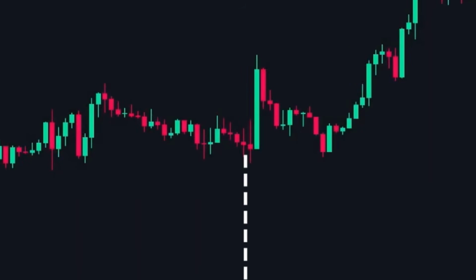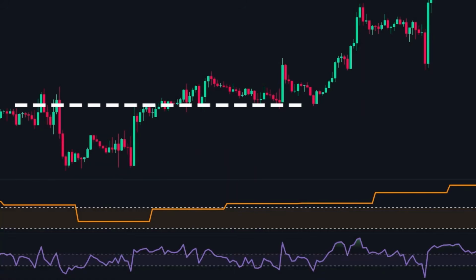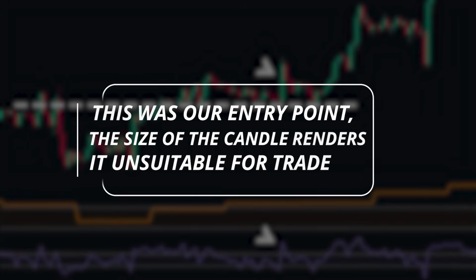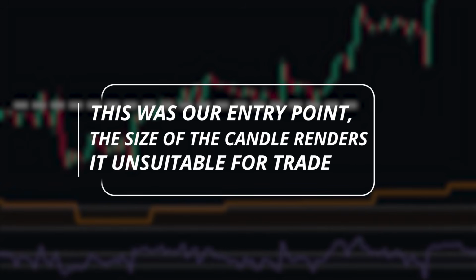In this scenario, the price was oversold and we saw two doji candles. Additionally, the price is approaching a support level. These factors indicate that the price is going to revert and rise. The third step is to wait for the RSI to rise back over 40. The next candle was a massive green one, with the RSI rising above 40. Although theoretically this was our entry point, the size of the candle renders it unsuitable for trade.